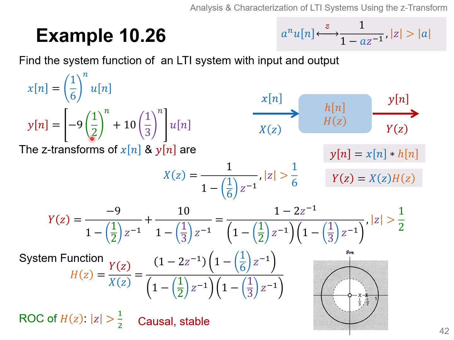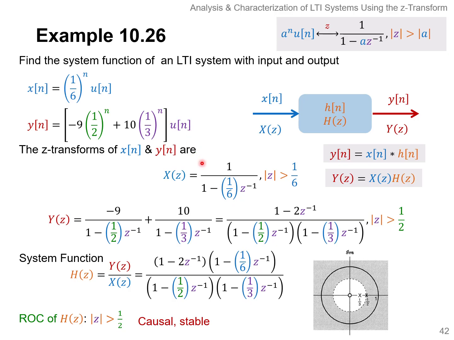We are also given the output signal y of n. The output is a sum of two decaying exponentials. Both terms are multiplied by the unit step, so the output is also right-sided.